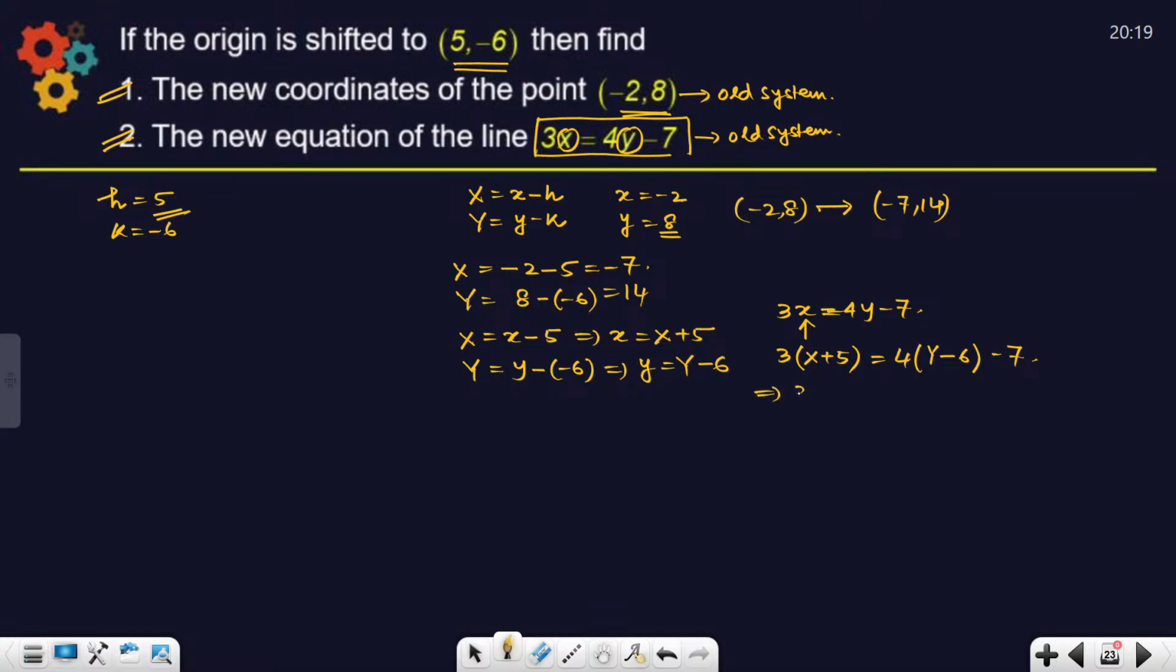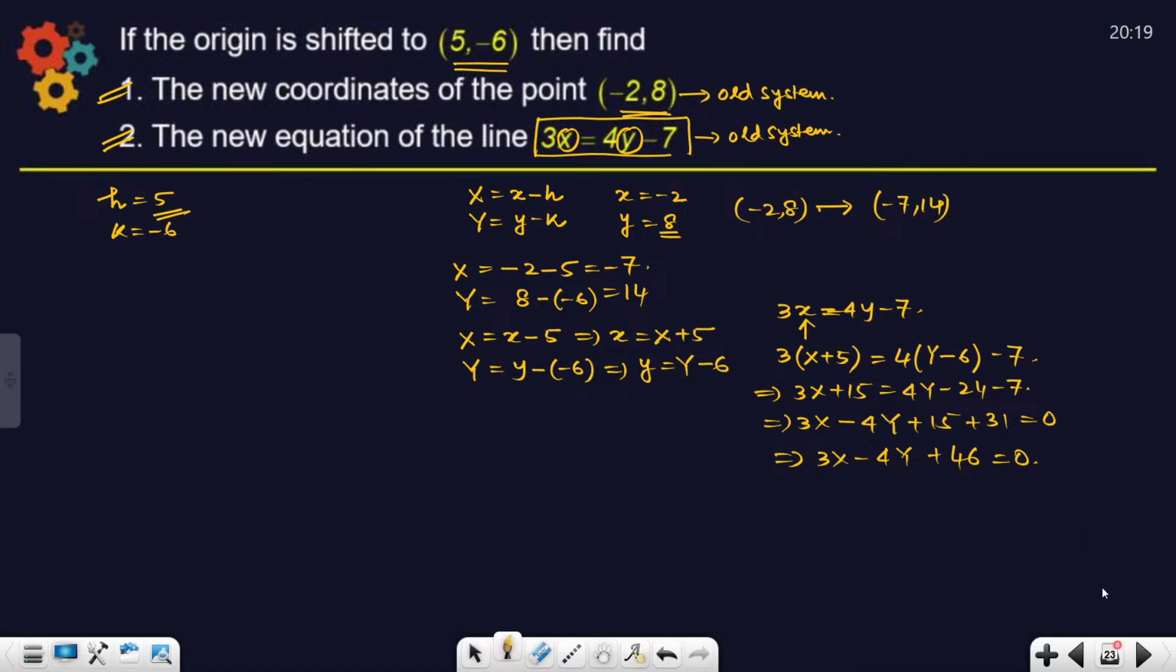So if you simplify this, you are getting 3X minus 4Y plus 46 is 0. Okay? Is it clear?